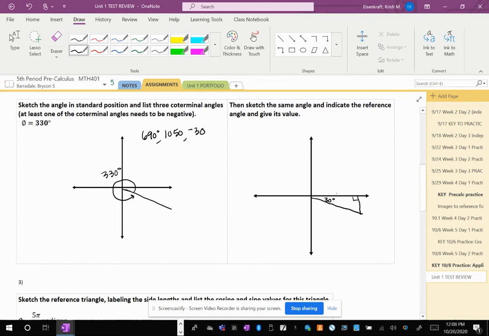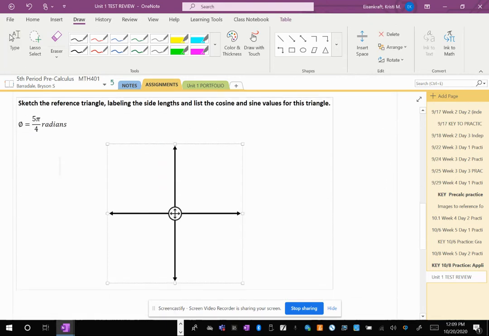Some people were thinking it meant you had to then use special right triangles and find these side lengths. You don't. It's just saying if you have 330, the reference angle is the distance from the terminal side to the horizontal axis. All right, let's keep going.